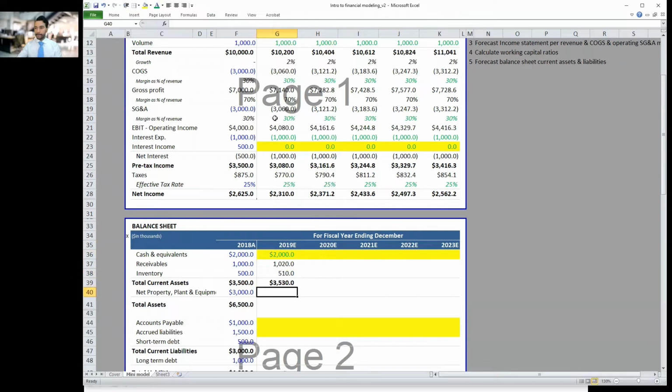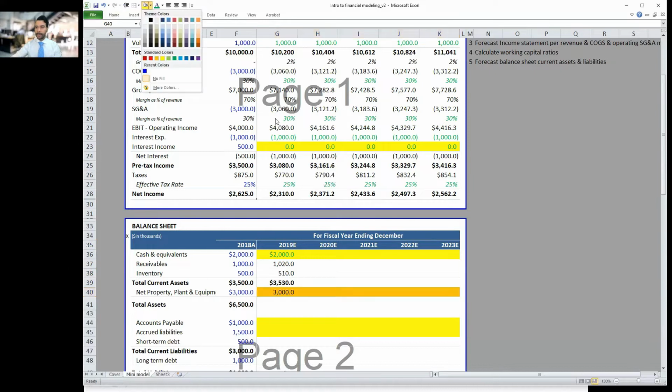Property, plant, and equipment. The formula for this will be derived from our cash flow statement. So for now, let's go ahead and set it equal to the previous year, just the same way we did for cash and equivalents. And let's go ahead and highlight property, plant, and equipment. And we'll talk about this a little bit down the road. And my total assets will be total current assets plus net property, plant, and equipment.